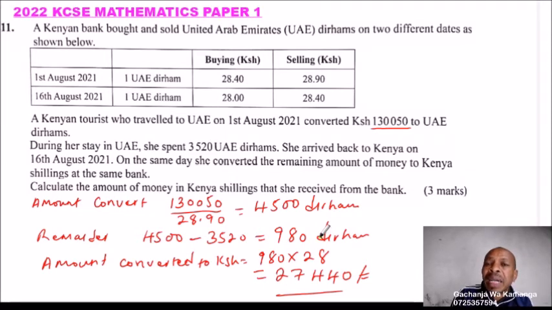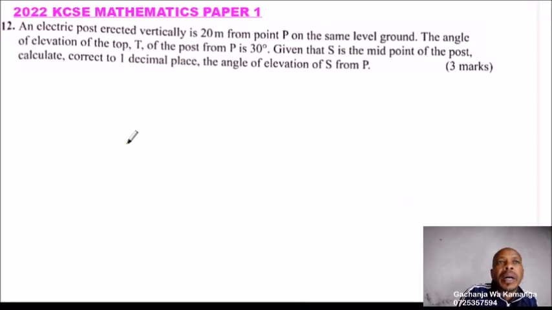Number 12, we are told an electric post erected vertically is 20 meters from point P on the same level ground. The angle of elevation of the top T of the post from P is 30 degrees. Given that S is the midpoint of the post, calculate, correct to 1 decimal place, the angle of elevation of S from P. Now we can make a sketch of that.